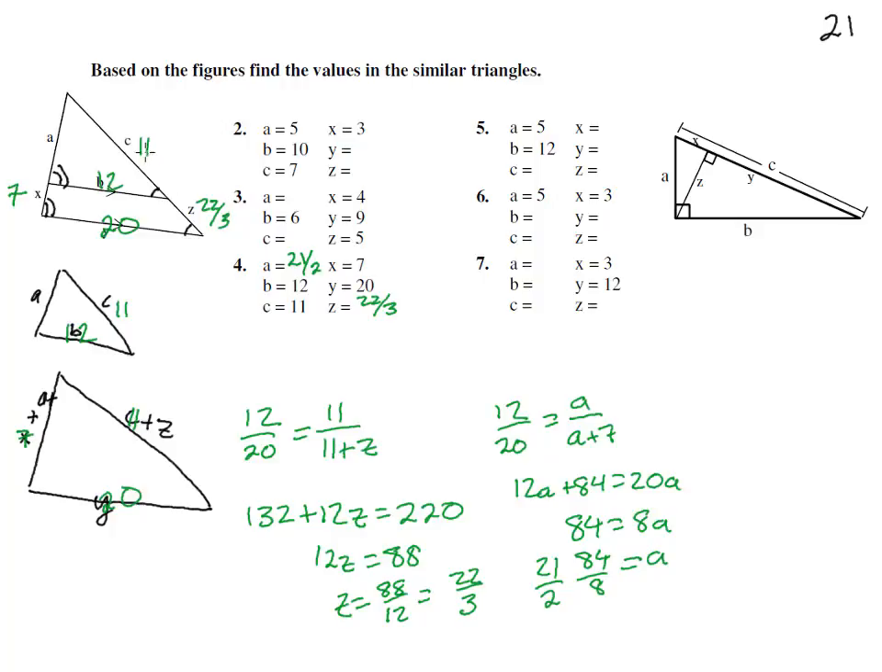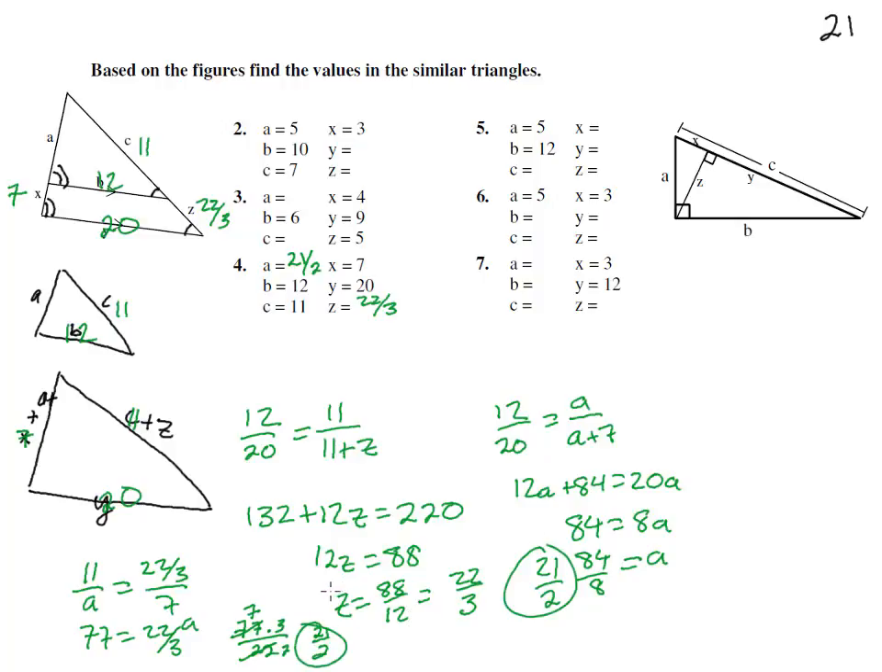Let's try that other one to see if it would have given us something a little bit easier. 11 is to a as 22 thirds is to 7. Well, let's multiply that up there and we get 77 equals 22 thirds a. So times by 3 and divide by 22. If we take 77 times by 3, divide by 22, let me see, we can cancel 11 out of there. We get a 2, cancel 11 out of there, and we get a 7. 7 times 3 is 21 over 2. Oh, look, we get the same answer either way. I'm not sure which one would have been easier.